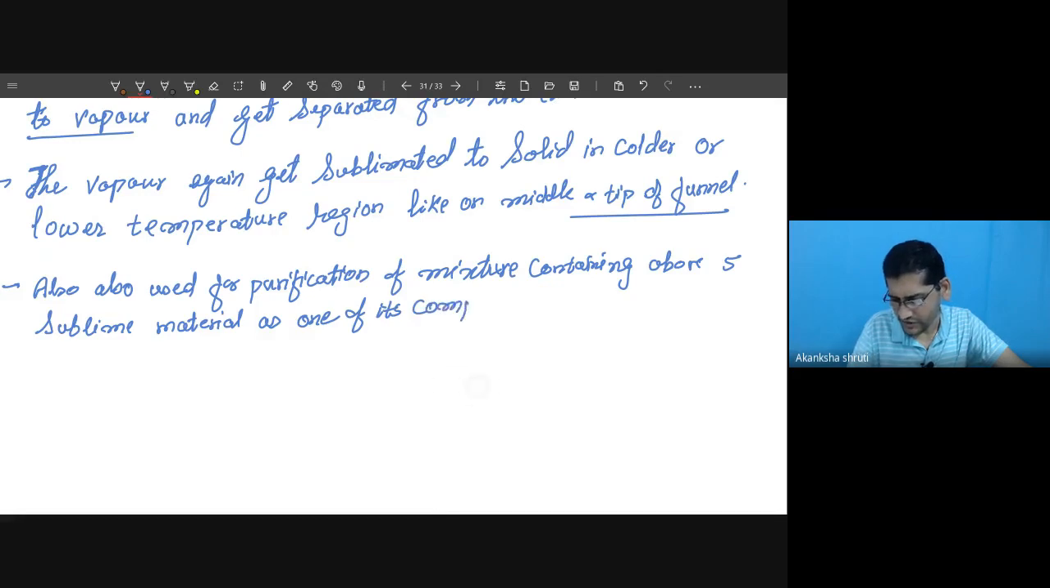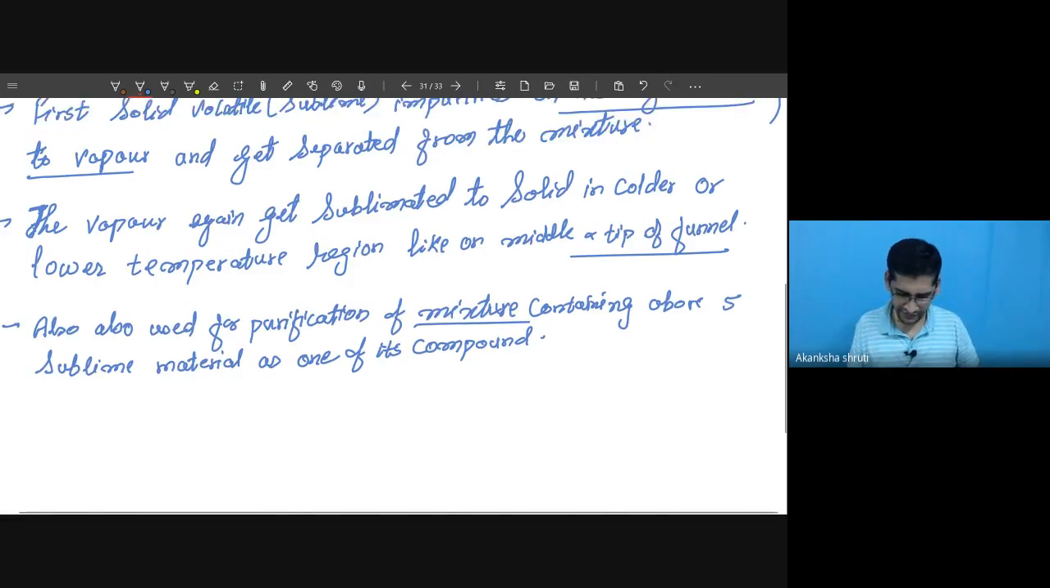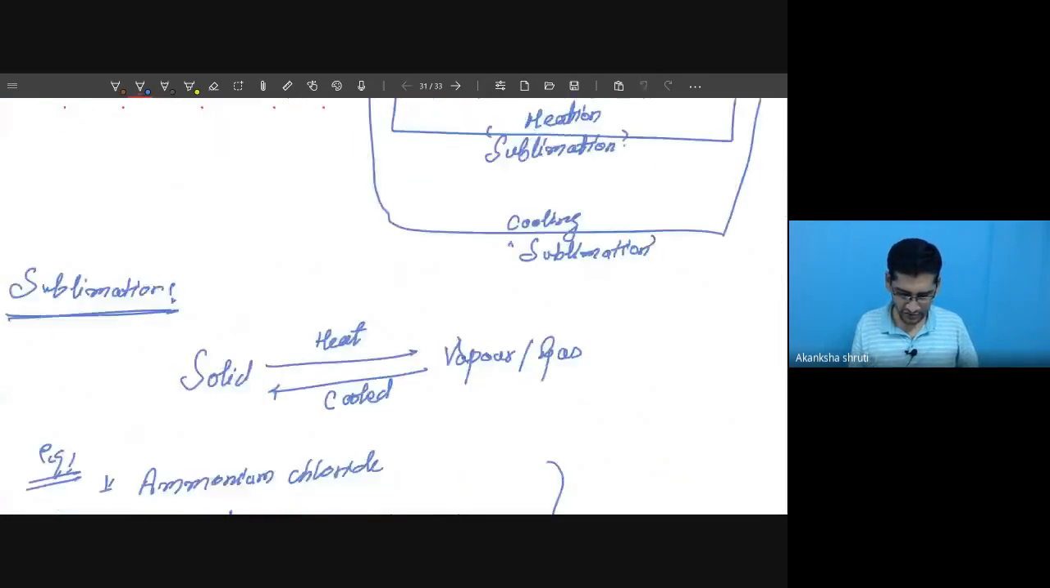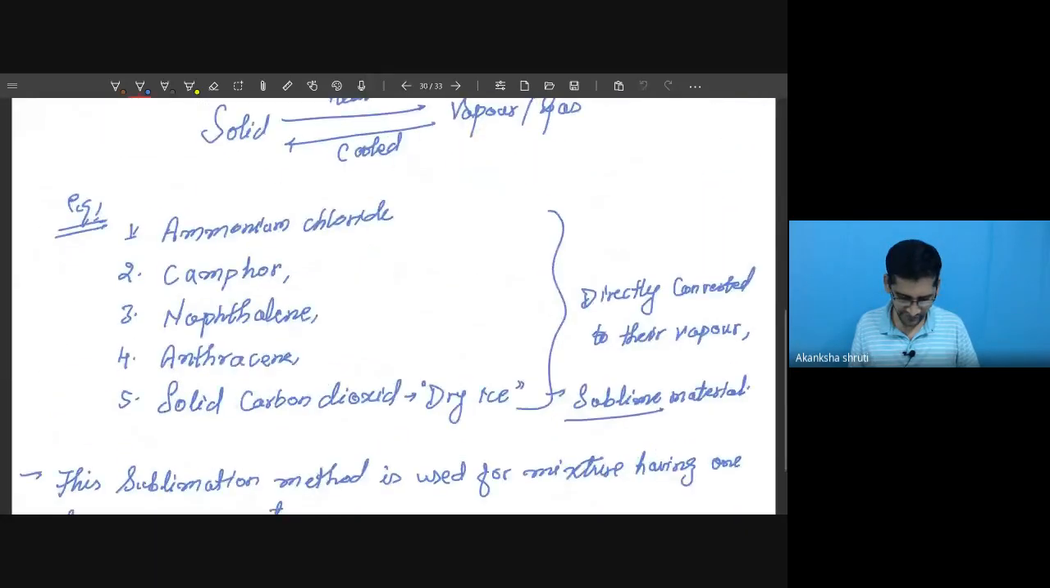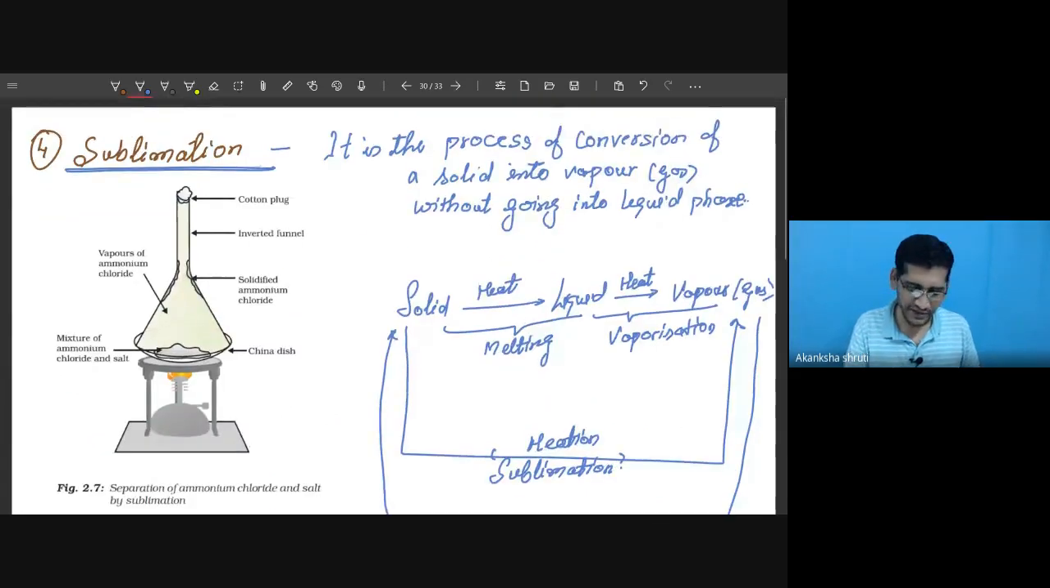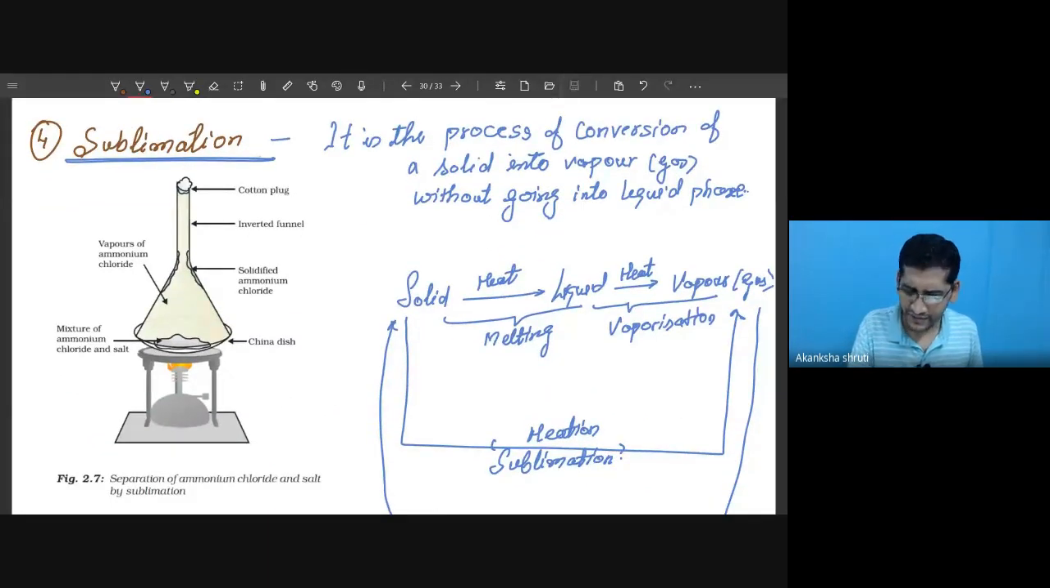So this is important, students. Any mixture which has impurities, or which is a mixture of any one of these 5, for example ammonium chloride with sodium chloride or ammonium chloride with copper sulfate, any one of these with another component, can be separated by sublimation. So this is the technique of sublimation. Any doubt, then please ask, otherwise sublimation is over.